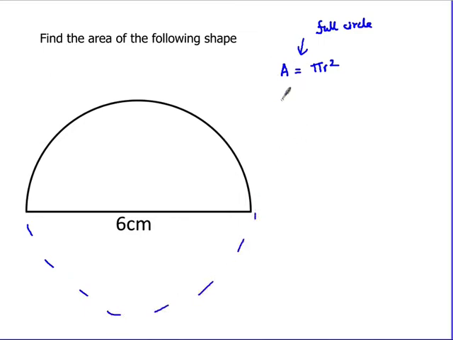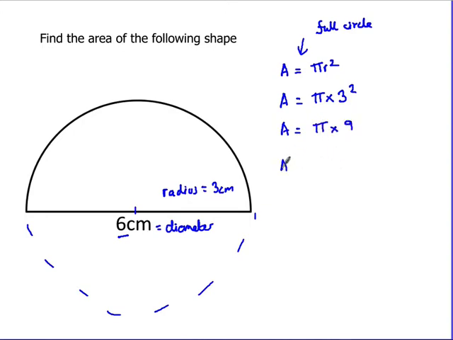So this time I need to know the radius again, but I've been given the diameter. So what I need to do is half that to get the radius, the distance from the centre to the outside. So the radius is going to be 3. And that's the bit I'm going to put in here. I'm going to have pi times by 3 squared. So 3 squared is 9, so I've got pi times by 9. So pi times by 9, that gives me 28.27.